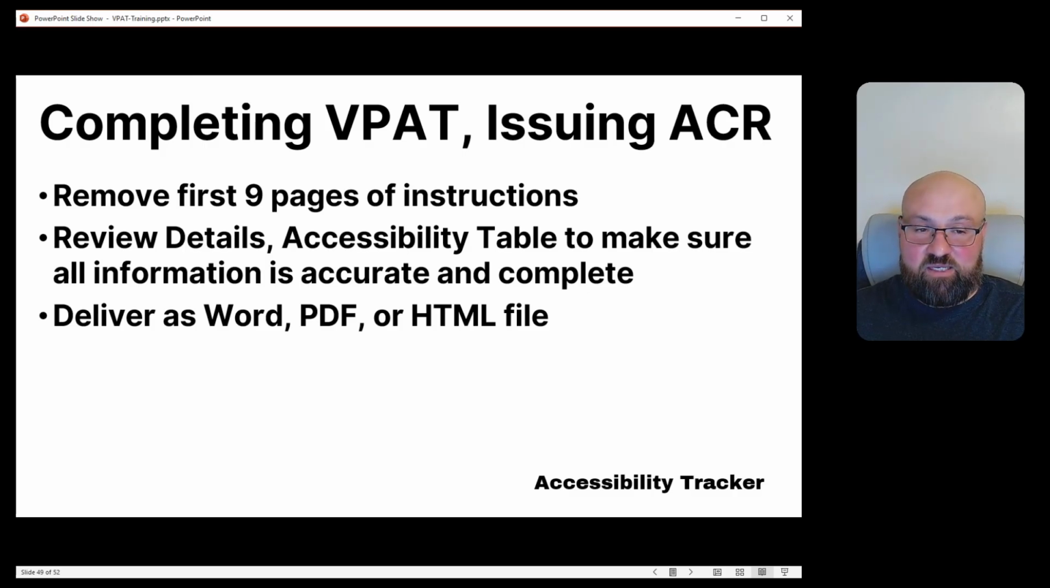And then review the details, review the accessibility table to make sure, again, that all information is accurate and complete. Look at the remarks and explanations column and make sure that it provides a nice complement to the conformance level column and supports whatever term you've entered into that conformance level column. We want to make sure that anybody who is reading this ACR is able to easily extract the current state of accessibility for our product or service. And then last I have here, deliver as a Word file, as a PDF, or as an HTML file.